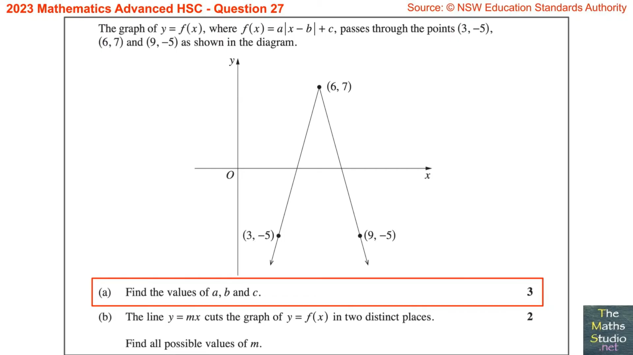Question 27. The graph of y equals f of x, where f of x equals a times the absolute value of x minus b, plus c, passes through the points (3, -5), (6, 7), and (9, -5) as shown in the diagram. Part A. Find the values of a, b, and c.